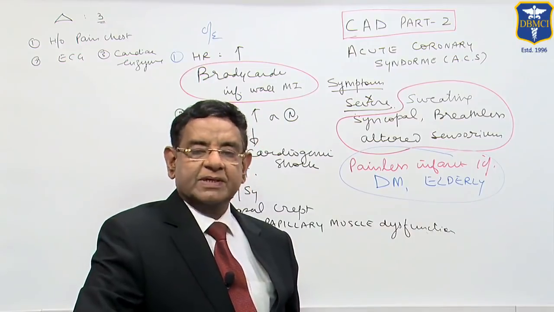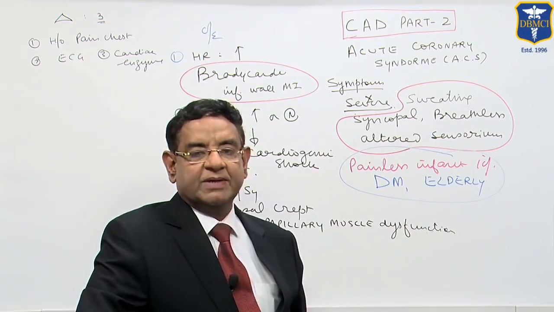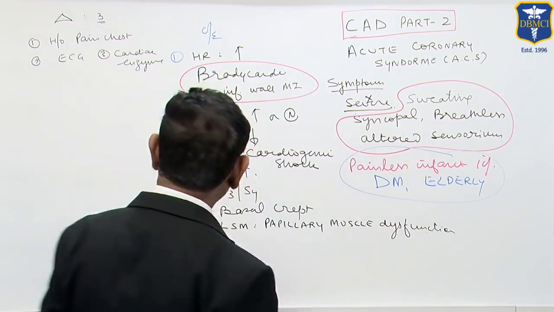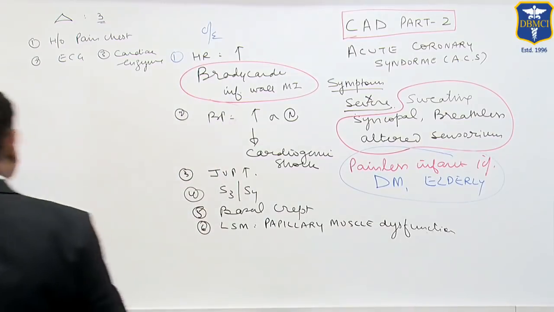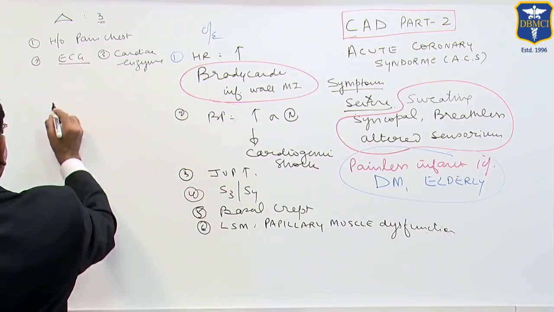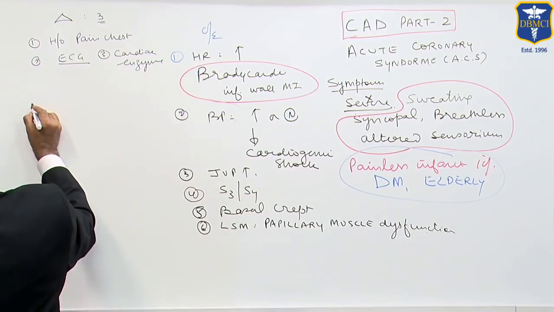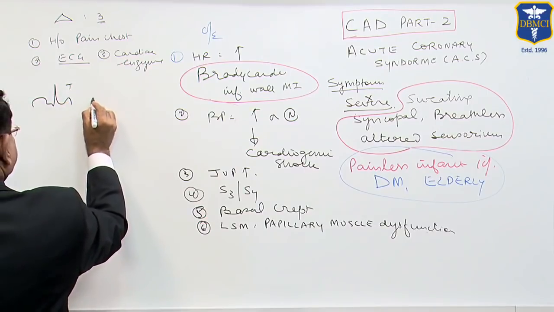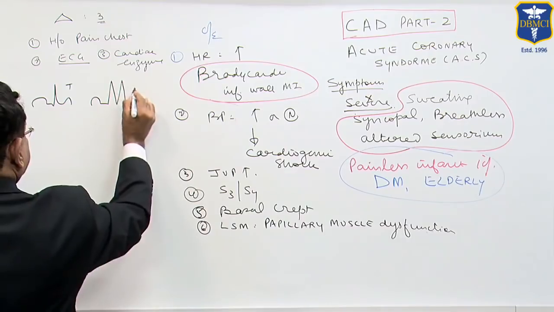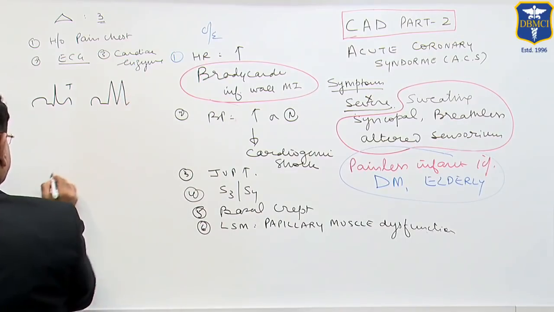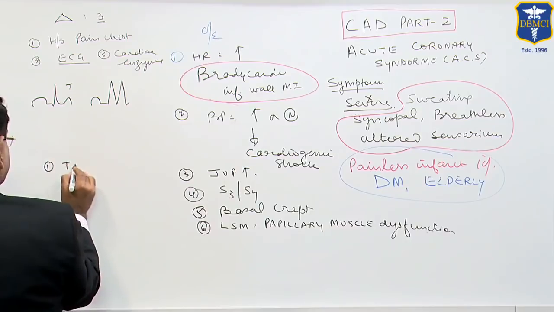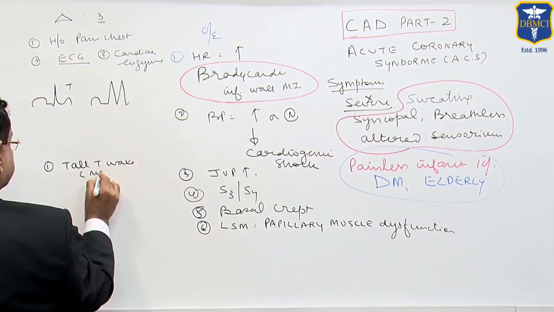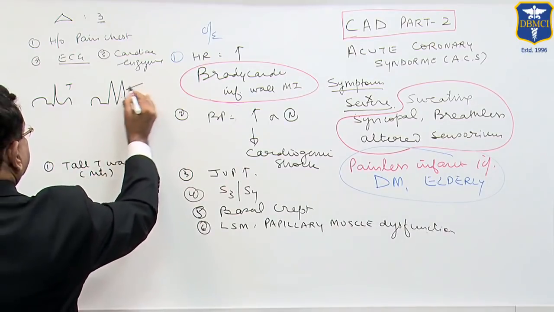Even at times, ECG may be normal in acute MI, and sometimes, even in very early MI, enzymes may be normal. So now we talk about ECG. What do we get in ECG? This is the normal ECG. The first finding is tall T wave. It occurs within minutes of acute MI, tall T wave.